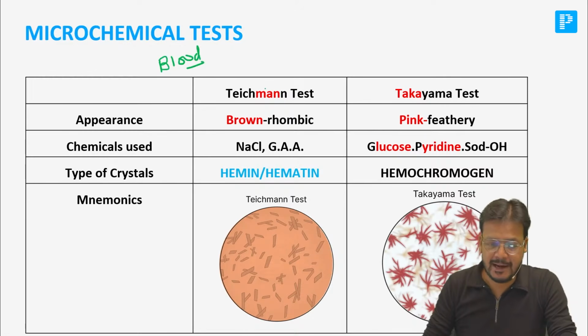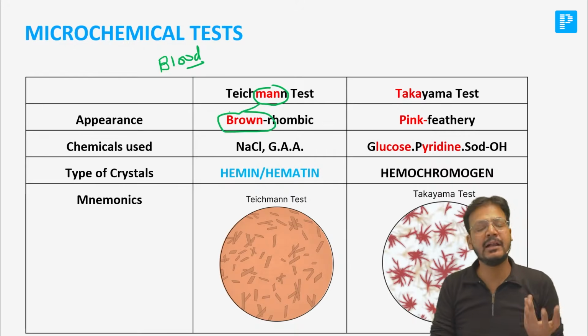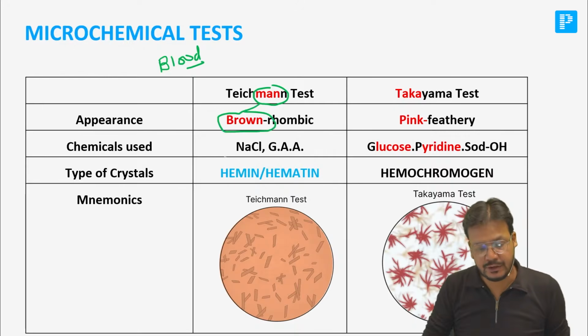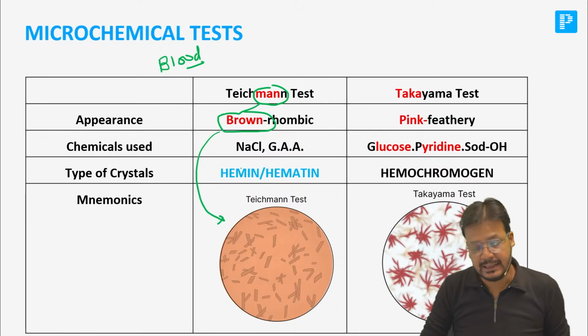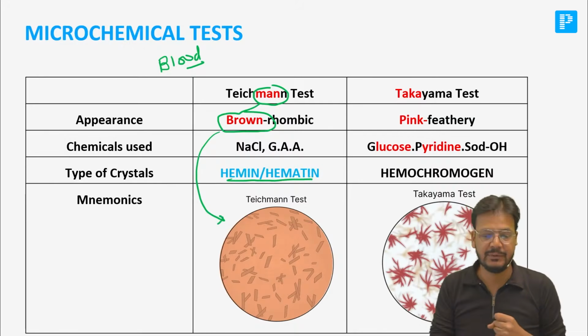Teichmann test. Man color is brown बेटा. Man का color brown होता है. And Teichmann, so there is a brown rhombic crystal. That is a Teichmann for blood stain. These are hemin or hematin crystals.